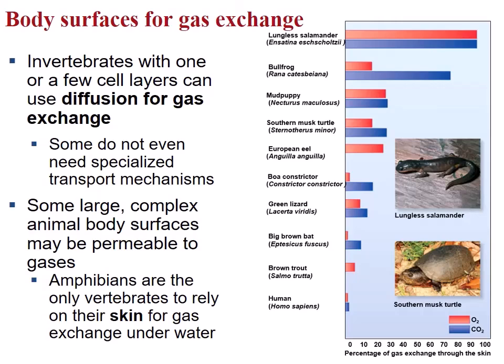So the lungless salamander, as you would assume, since it doesn't have lungs, it is going to do all of its gas exchange across its body surfaces. Bullfrog does more carbon dioxide exchange. And then if you go all the way down to, let's look at the southern musk turtle. The southern musk turtle can do gas exchange across some of its body surfaces as well. And if we go down to like the brown trout, it's not doing much gas exchange across its body surfaces because what's a trout use? Right? Gills. You got it. And then a human, we don't do much gas exchange across our surfaces either.